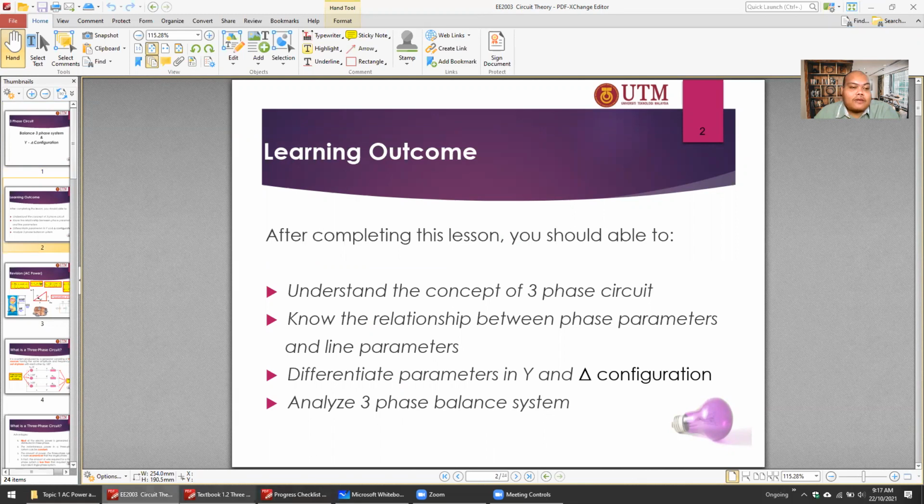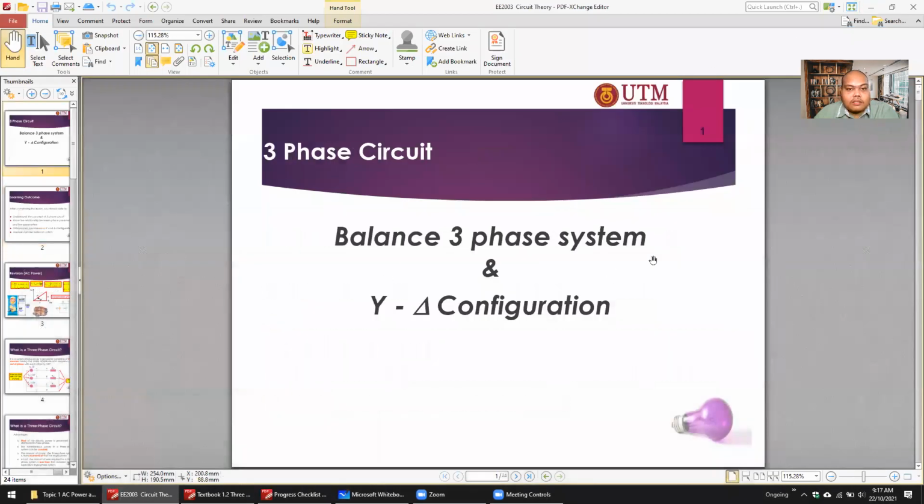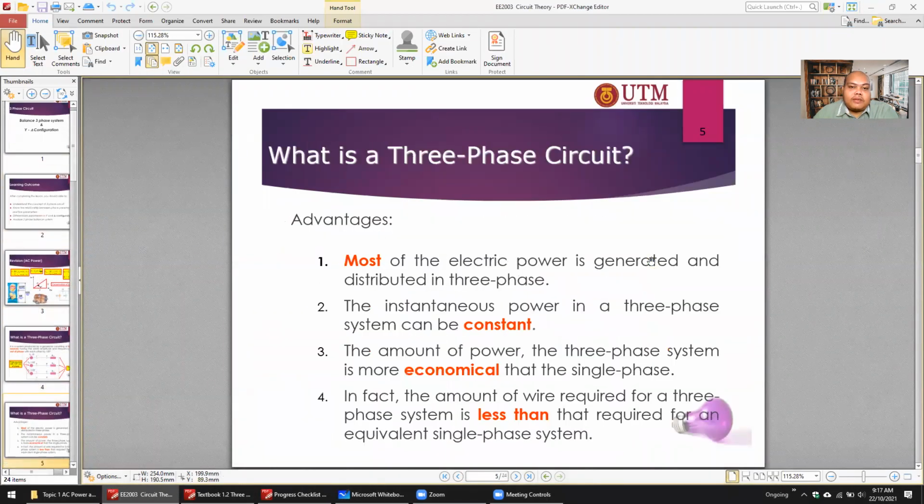So you will have two parts. The first part is balanced, and the next part is unbalanced. Balanced means balanced load, meaning that for all three phases, the load is balanced, the same. Unbalanced means that the load is not the same for all three phases. So a little bit of theory.